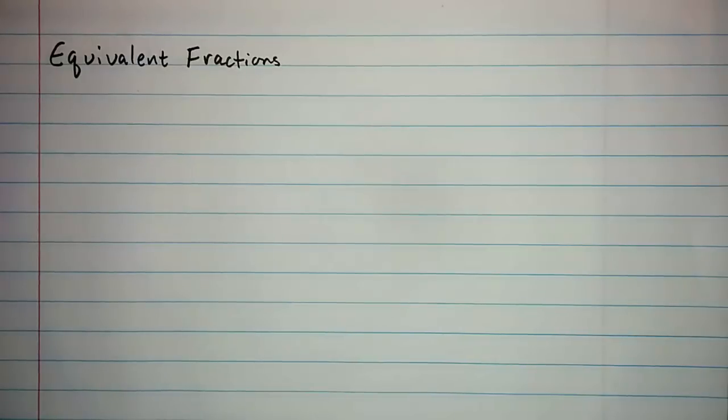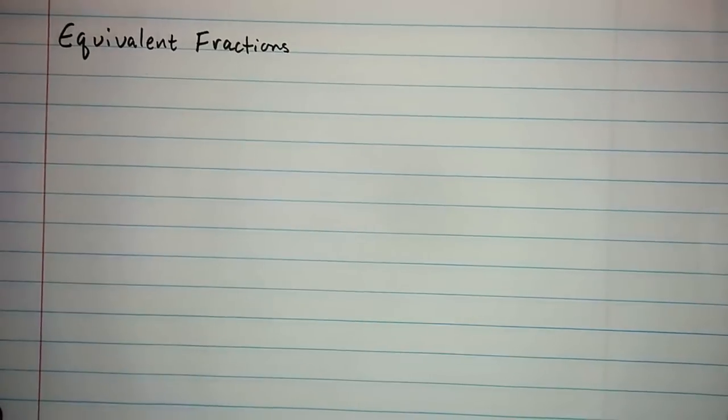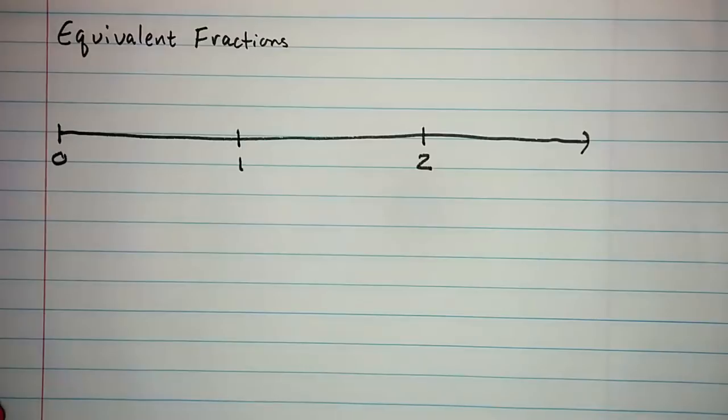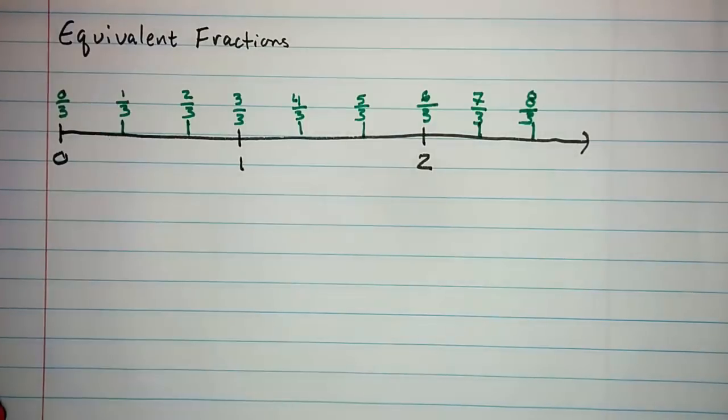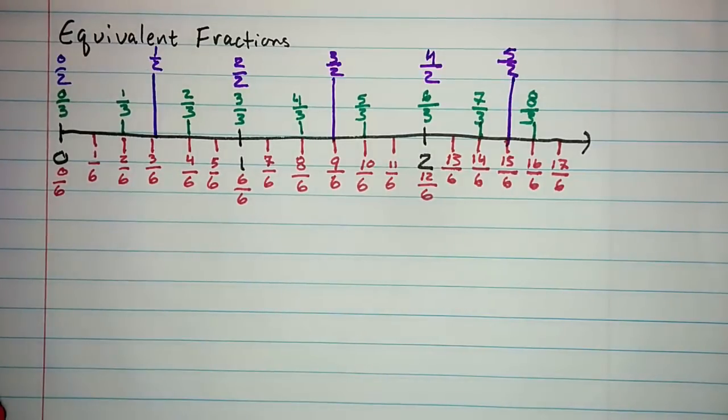You may have noticed, looking at the number lines that we were drawing earlier, that some points get more than one label. So for example, if I draw this number line, and then above the number line I label the thirds, and below the number line I label the sixths, and then, just to keep things interesting, I also label the halves, I notice that lots of points get more than one label, don't I?